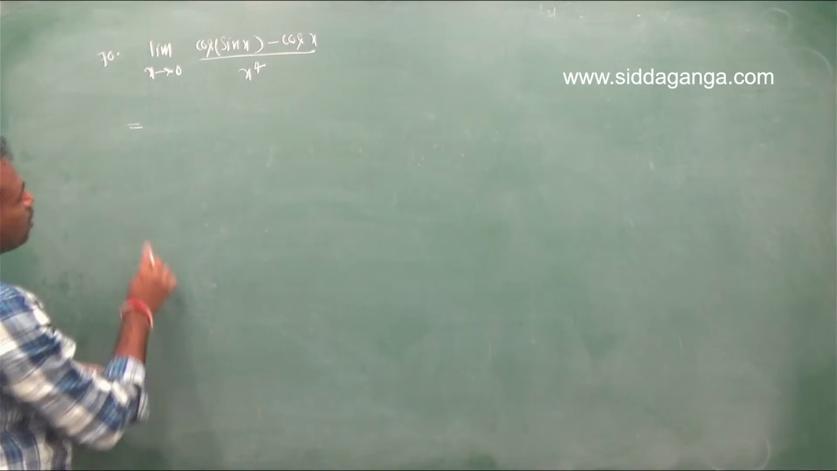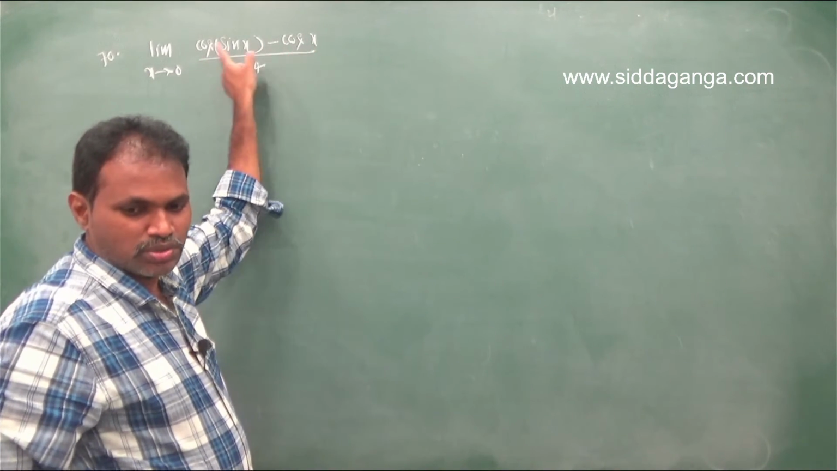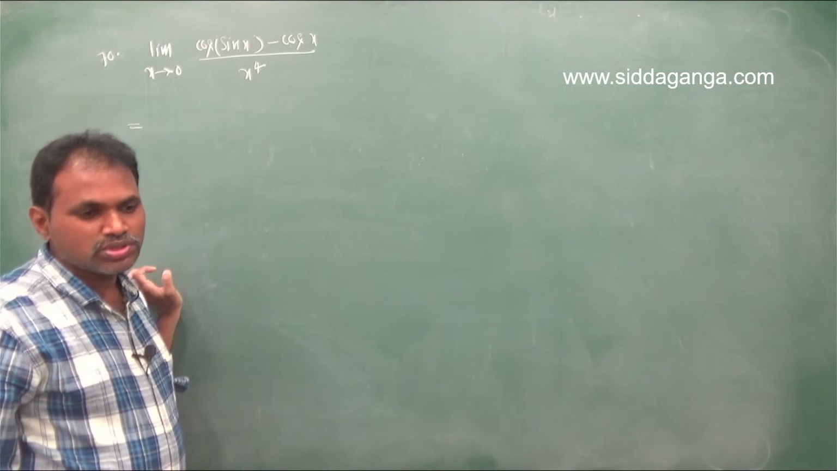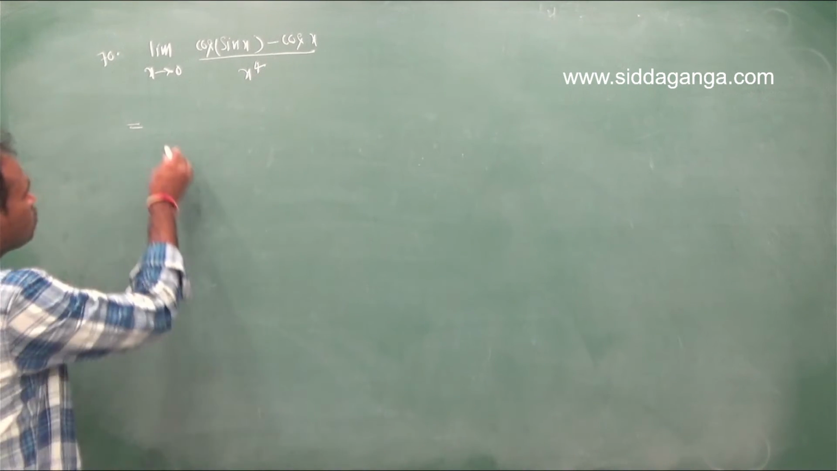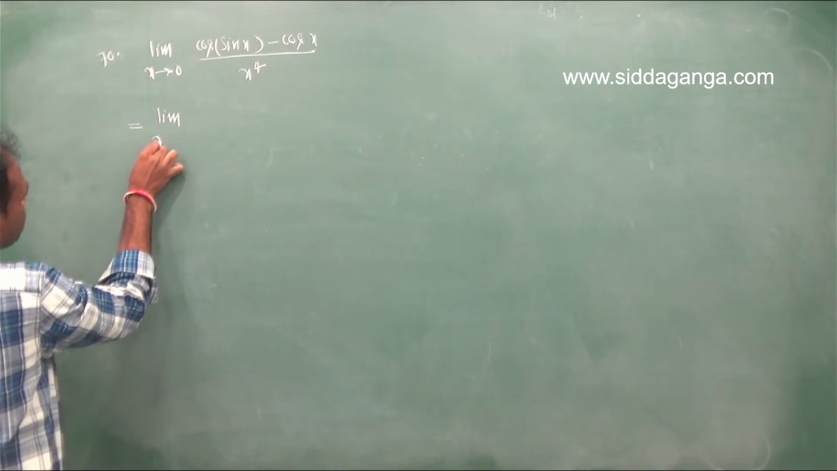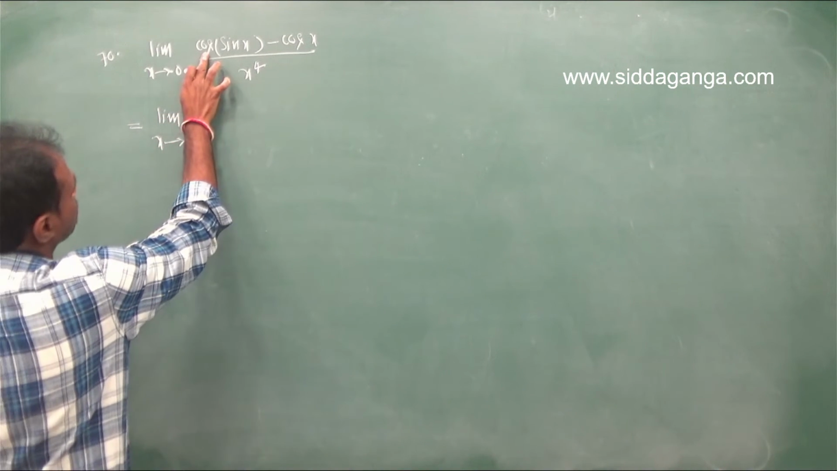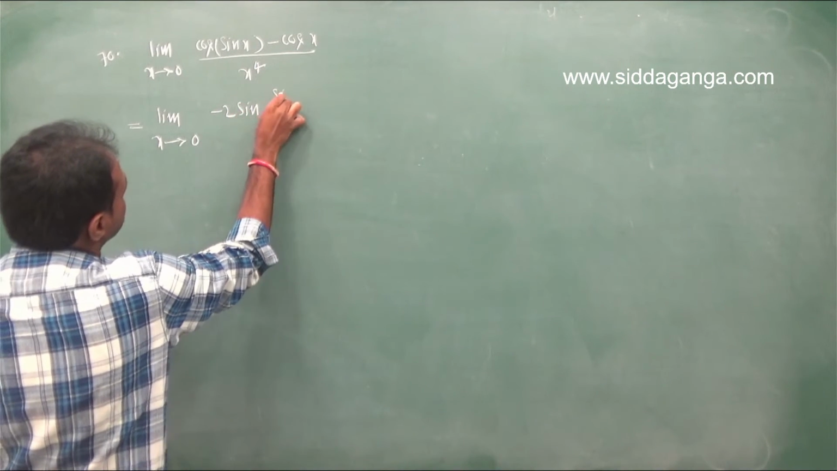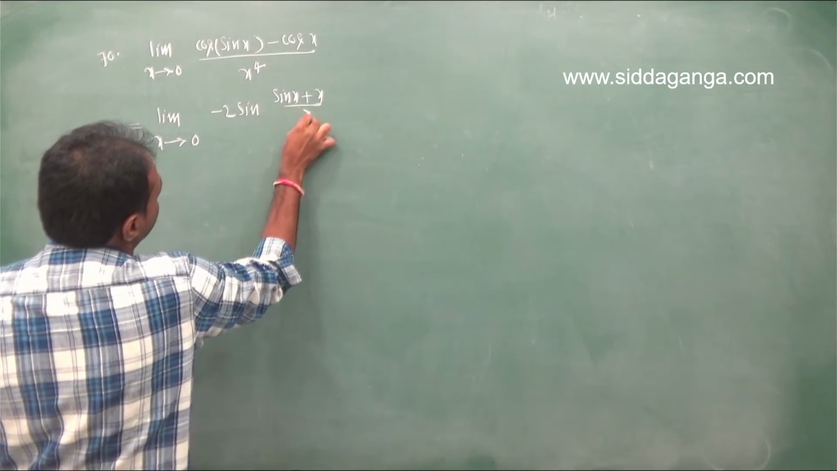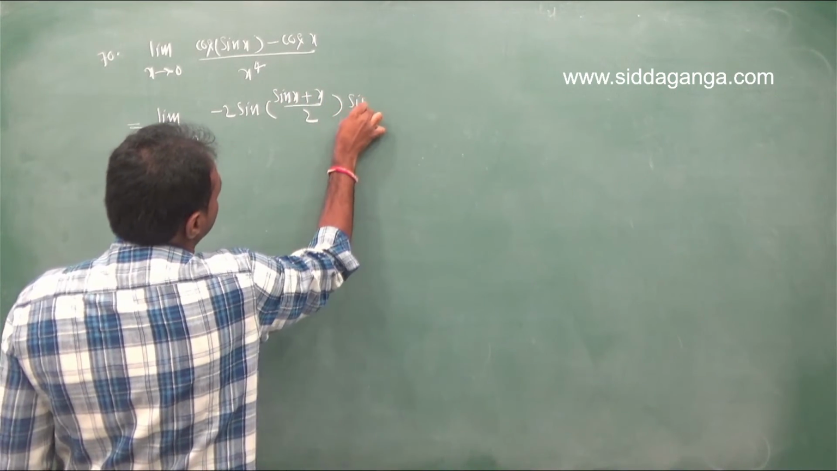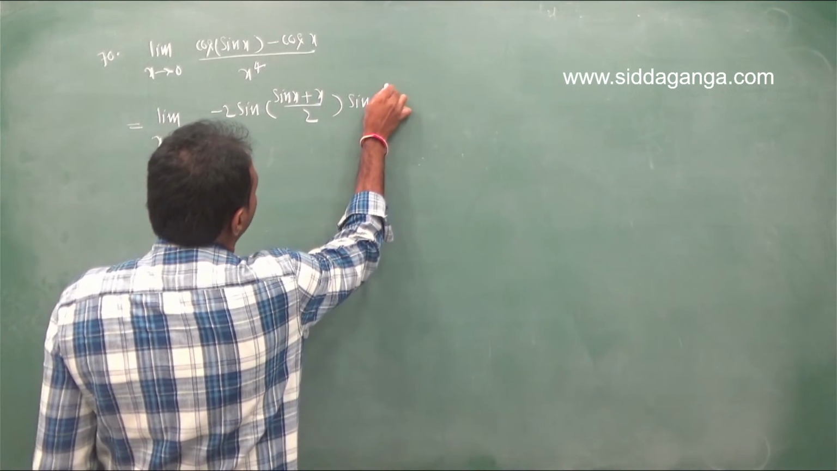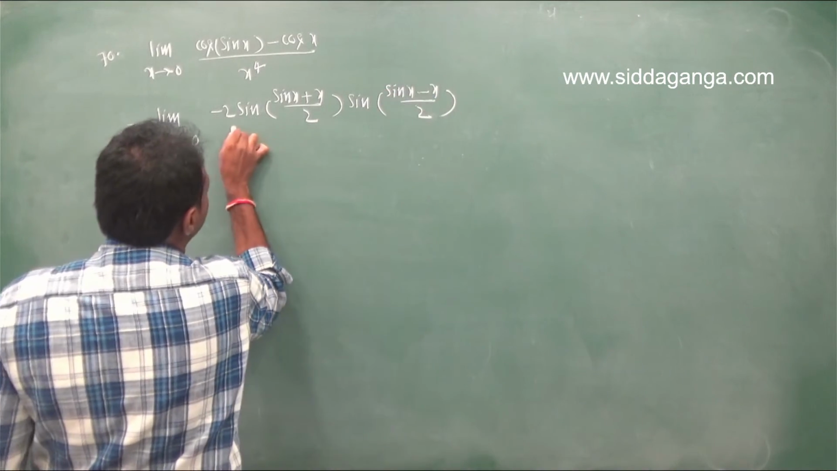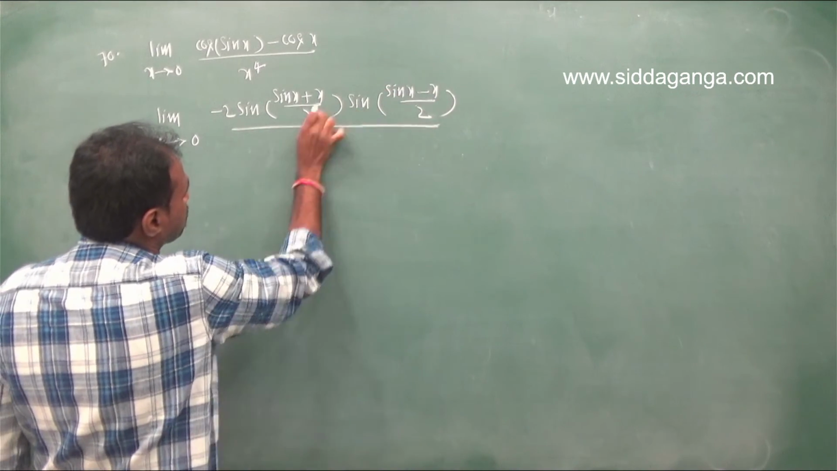Now it is in the form cos c minus cos d. We have the formula: cos c minus cos d means minus 2 sin (c plus d) by 2 into sin (c minus d) by 2. That is, limit x tends to 0, minus 2 sin of (sin x plus x) by 2 into sin of (sin x minus x) by 2, divided by x power 4.